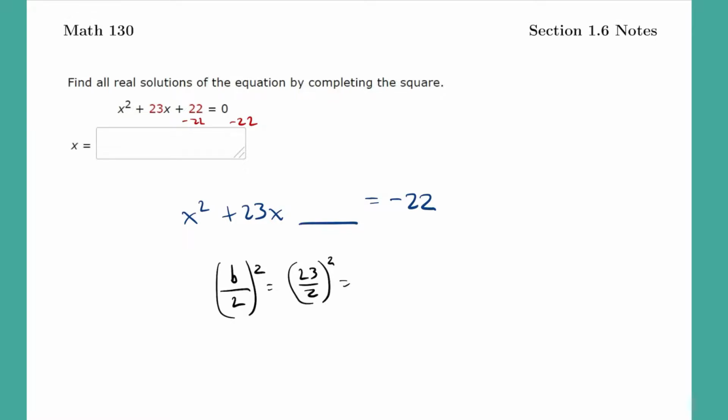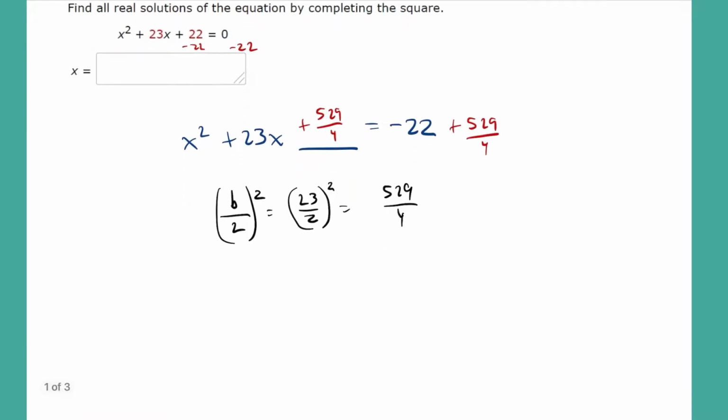This time, 2 does not go into 23 evenly, so we're just going to have to leave it as a fraction and square that. So 23 squared is 529. 2 squared is 4. So that's what we're going to add to both sides of the equation: 529 over 4.